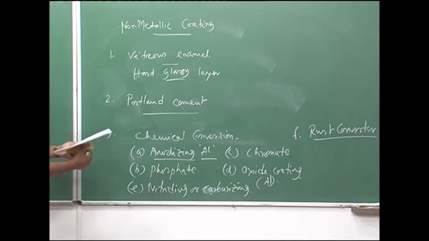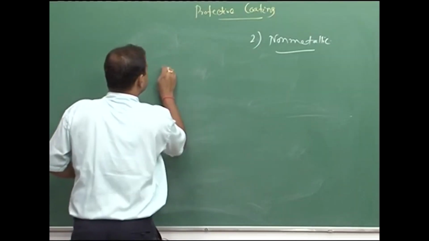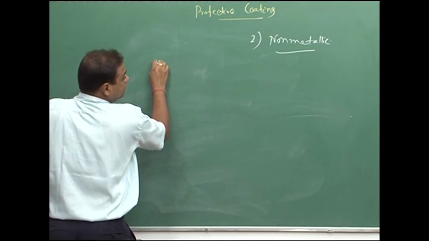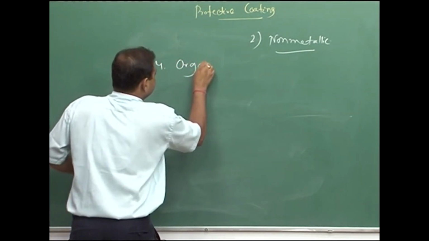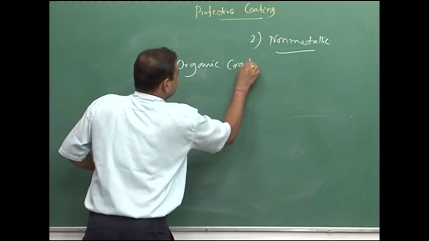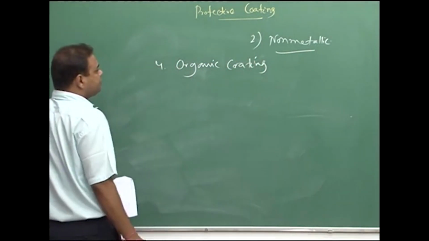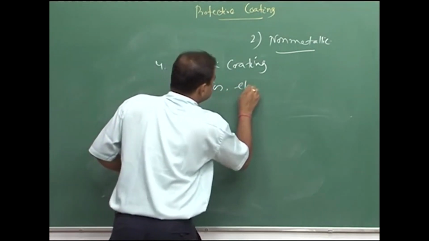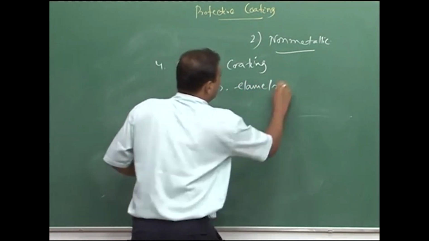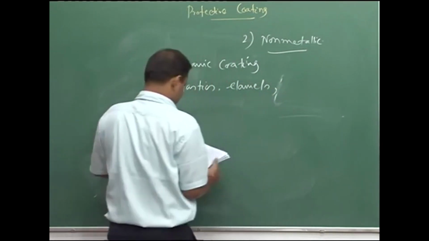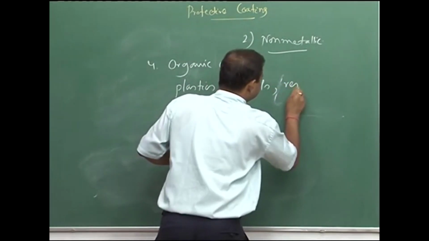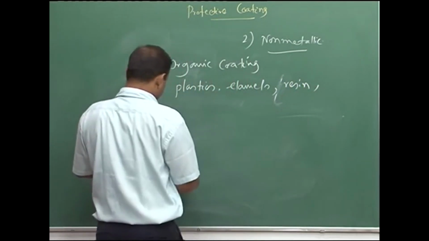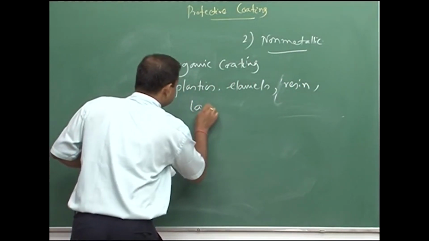And then there could be organic coatings. In the non-metallic section, we can also have organic coating. Generally they are plastics, or enamels, or it could be resin, or it could be a lacquer.